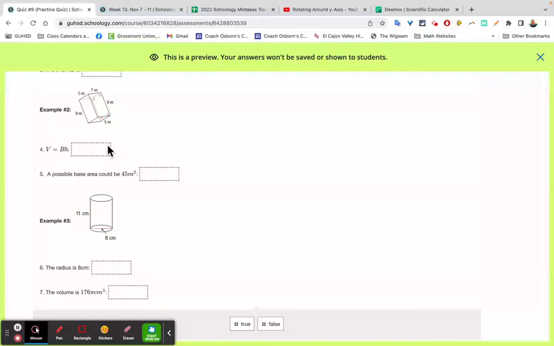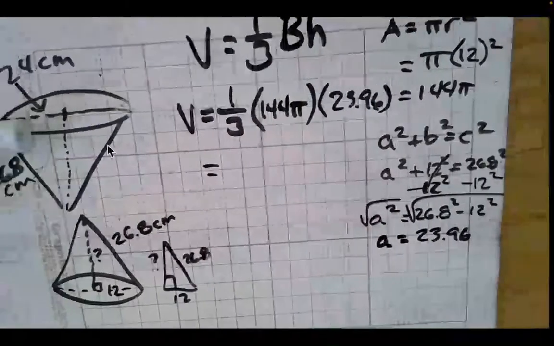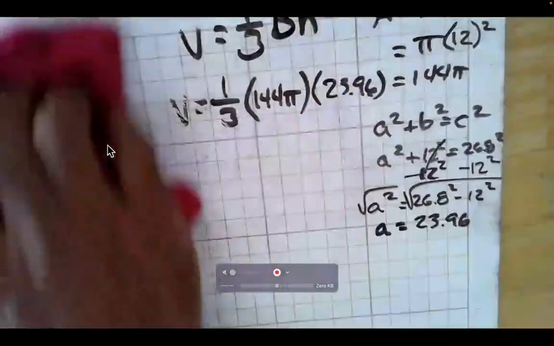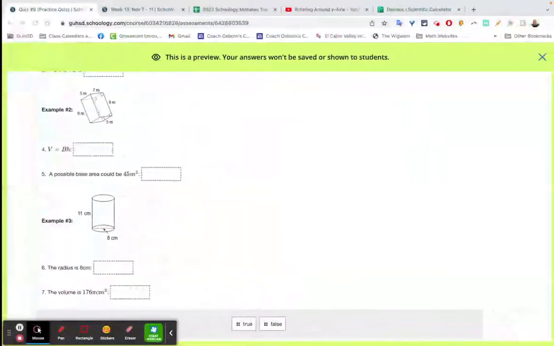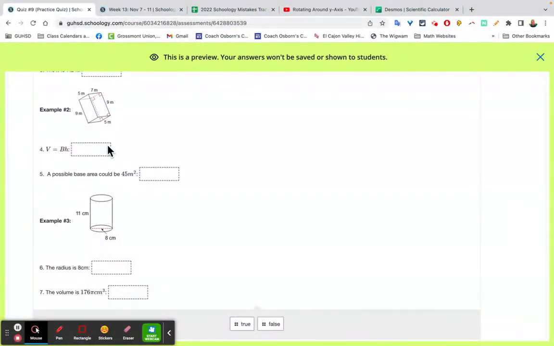Well, basically, with the base, I should probably draw this one out and show what that means, because this is a possible base area, so that might be a little confusing. Like, what does that mean? So I'm just kind of drawing this shape out. Okay, we got 7, 5, and 9.